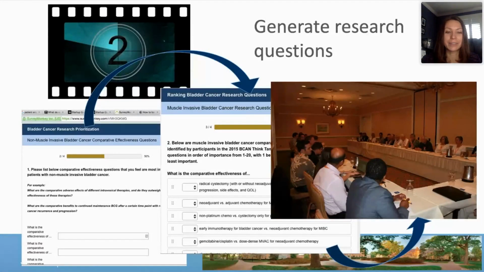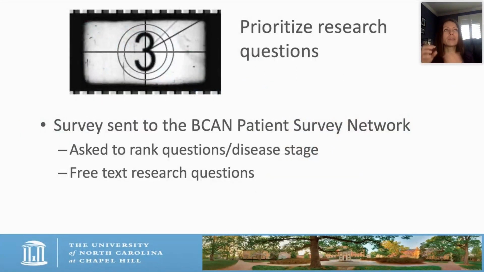It's just a different structure now. But because of that meeting, we were able to whittle it down to a digestible number of questions. And then we can send that to Patient Survey Network and say, hey, these are the big questions that came up. Please just rank them. Maybe just 3 to 5 questions we did for each disease stage. For non-muscle invasive disease, there are going to be specific questions, right? For muscle invasive, same. For metastatic, something different. But importantly, we also allowed free text research questions that they could type in.